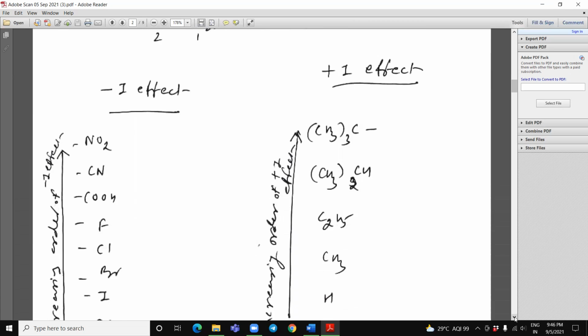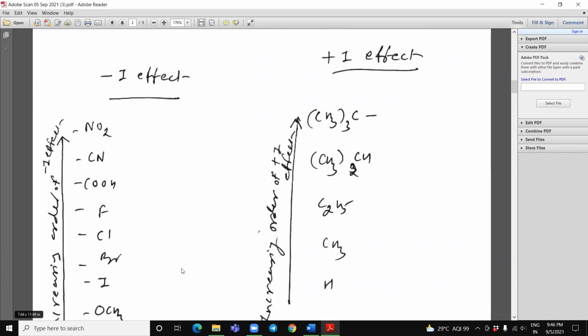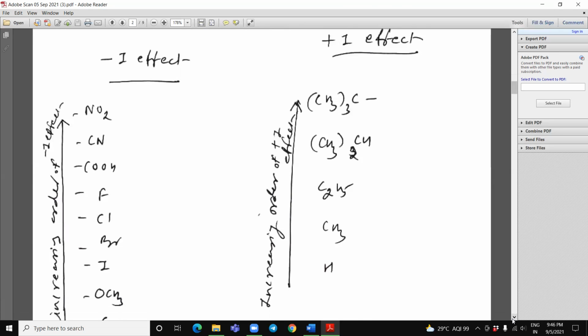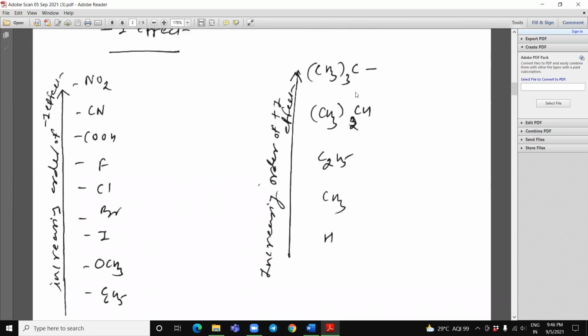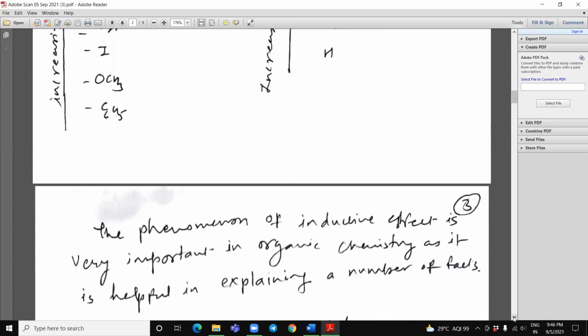Minus I and plus I. Here, the minus I effect is increasing from phenyl to nitro group. See here the phenyl, methoxy, halogens, because electronegativity is increasing, carboxylic, cyanide, nitro. Here the plus I effect is in increasing order from hydrogen to isobutyl. So it depends on the polarity of the covalent bond.